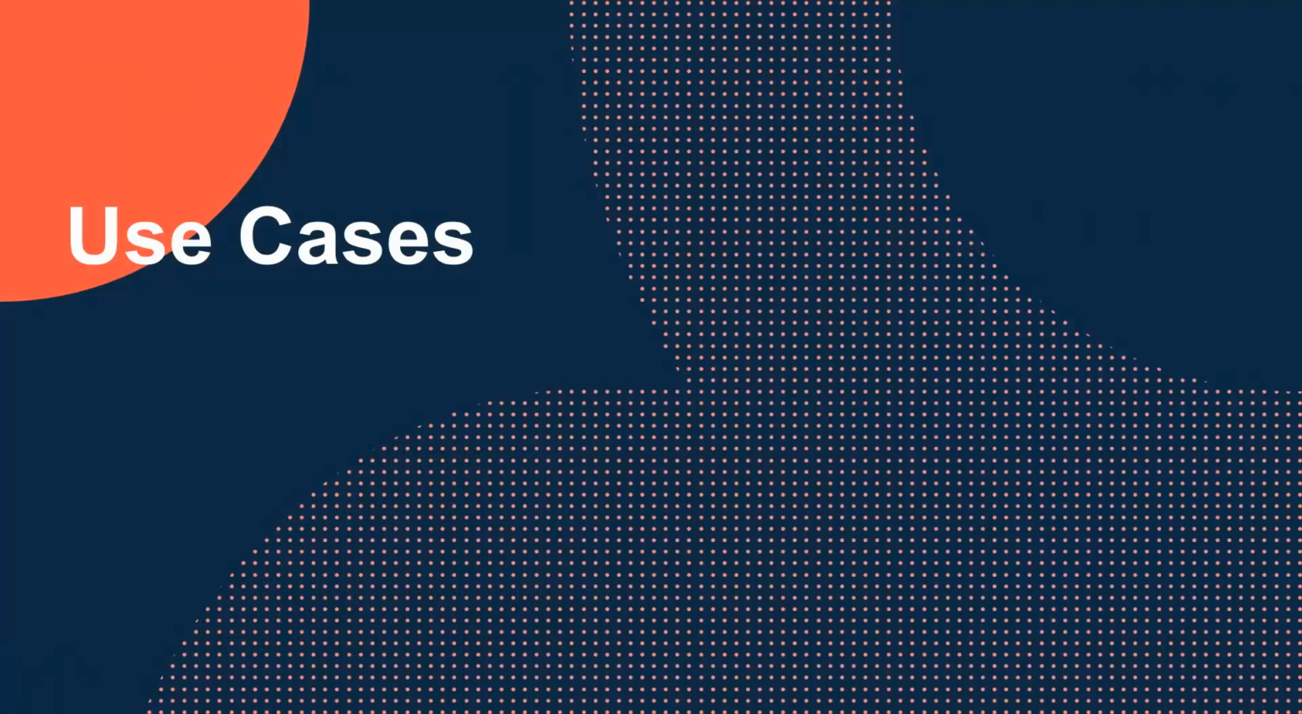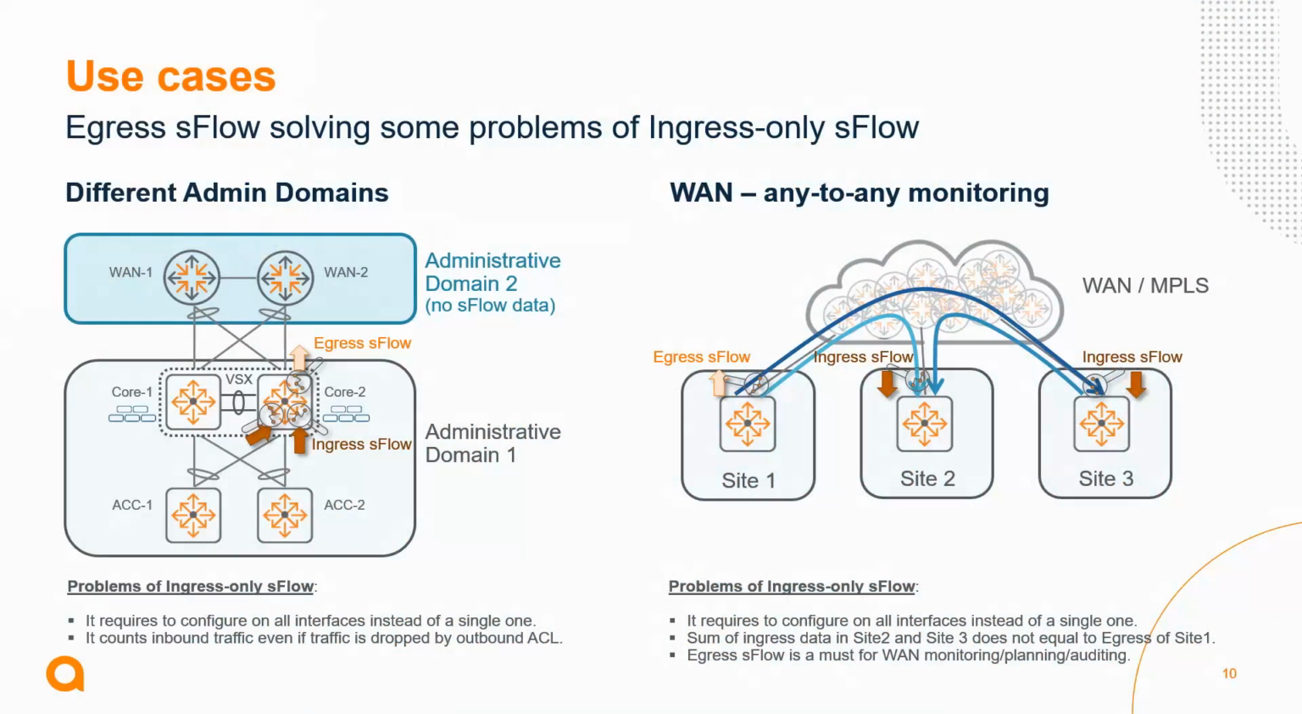Let's get into the use cases. Why egress S-Flow? Solving the problem of ingress-only S-Flow. On the left side here, for instance, let's consider different administrative domains. Domain 1, let's say this is the customer, and domain 2, this could be the carrier, for instance. The problem with ingress only is that, first of all, if you want to analyze what is going to the WAN, as those core equipment will aggregate many buildings, you need to have all the interfaces of those equipment facing the WAN carrier configured with S-Flow on all ingress interfaces.